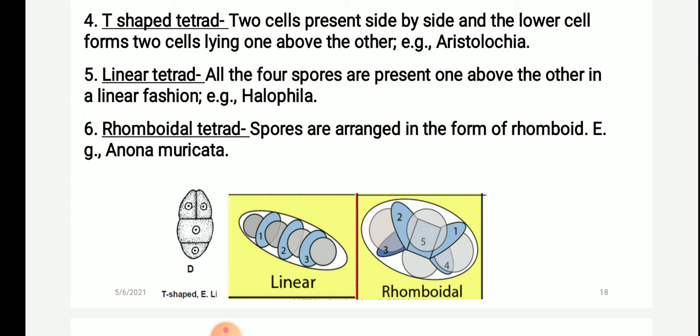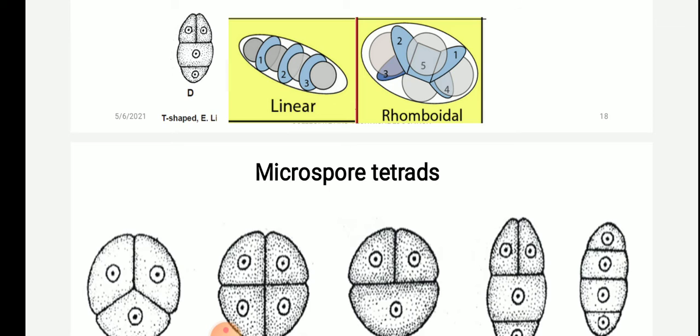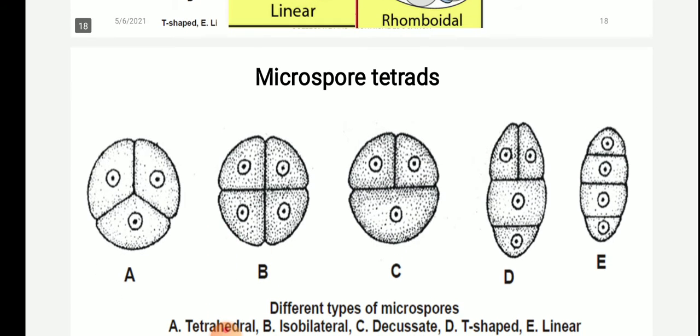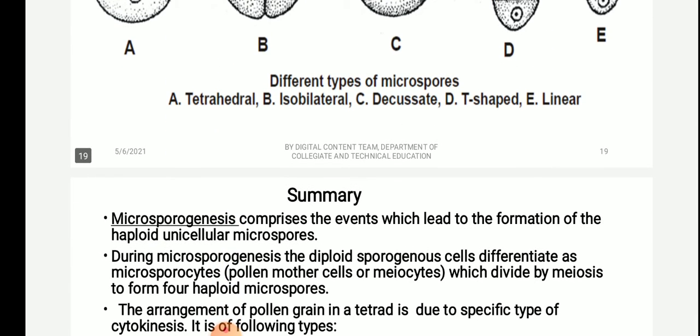Irrespective of the type of tetrad, eventually the wall of the tetrad, that is callose, is broken down and all the microspores are released freely in the anther locule, floating in the tapetal fluid. There the pollen grain starts to form its cell wall, exine and intine, and it increases in size and starts forming the male gametophyte, giving rise to a vegetative cell and a generative cell. If you see this picture, you will know the types of microspore tetrad. A, tetrahedral tetrad. B, isobilateral tetrad. C, decussate tetrad. D, T-shaped tetrad. And E is a linear tetrad.